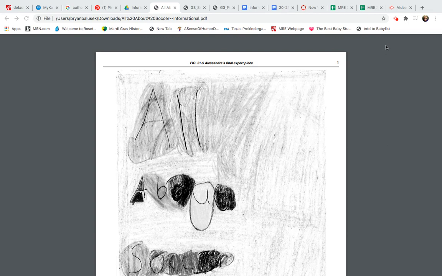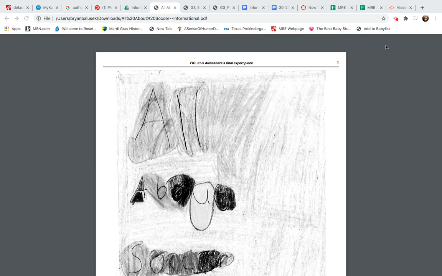Last week we finished up our Crafting True Stories unit and we published and celebrated those wonderful writing pieces. Now we are going to become experts and teach our readers about something. Okay, so our author's purpose this time around with our writing would be to inform your reader.